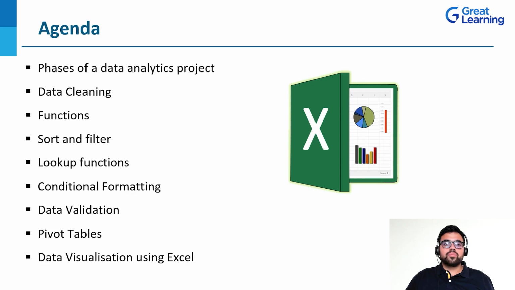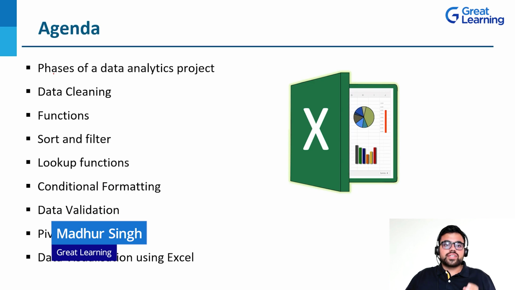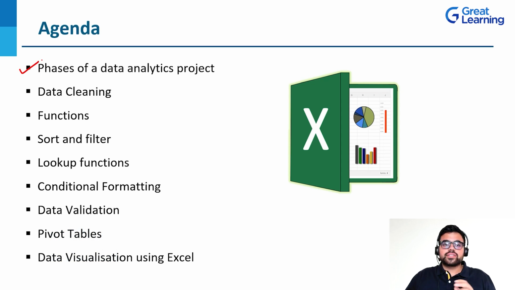Before moving on, let's talk about our learning objectives. So we'll start by discussing three different phases of a data analytics project and have a bird's eye view on each one of them. Then we'll discuss the importance of data cleaning and the different ways in which we can clean data. Next, we'll talk about the basic functions and formulas that are a must to know when it comes to data analysis. Furthermore, we'll be talking about different ways in which we can sort and filter data in Excel.